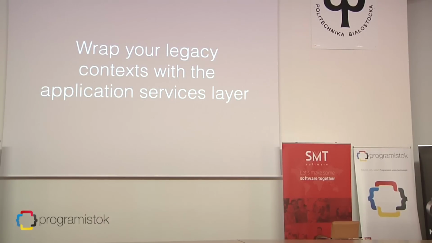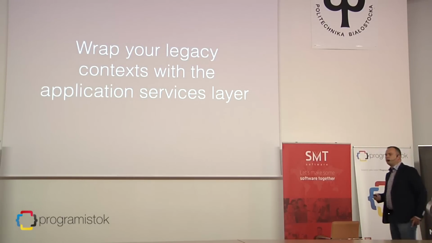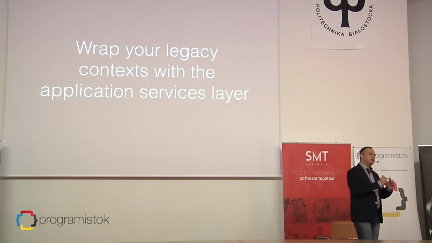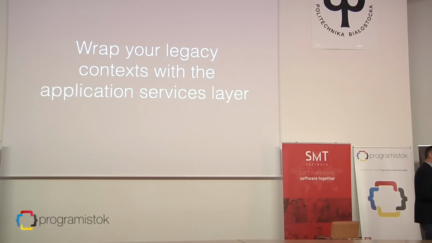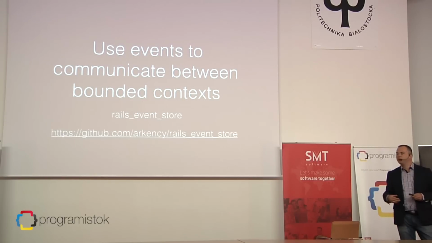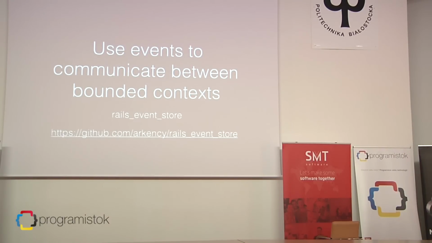If you have some legacy bundled context, because not all things work refactoring at the same time, you can wrap it with an application service. That way you can define what the API is, like what the ways to call it are. And use events to communicate between bundled contexts. The idea is super simple, and you can just use whatever in your technology helps you with publishing events and handling them. In Rails, as a company, we released a very simple tool for that, which helps with dealing with events. So events are a good starting point, I would say.